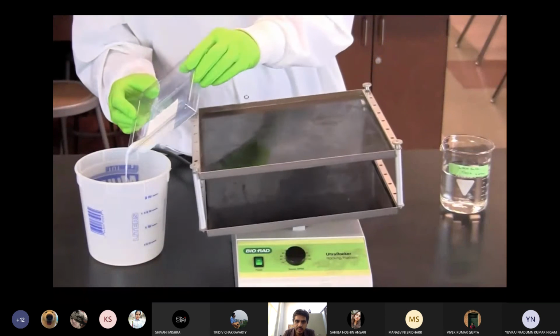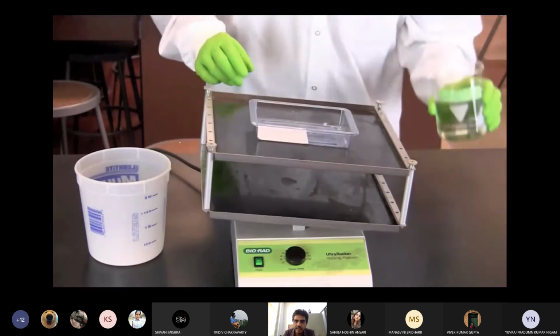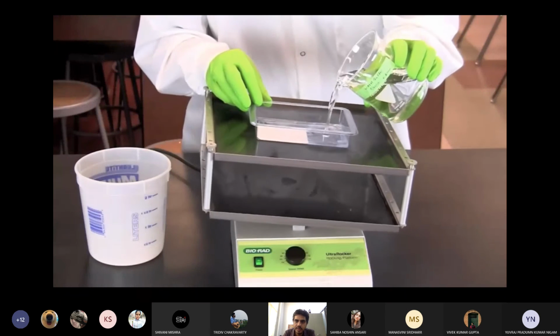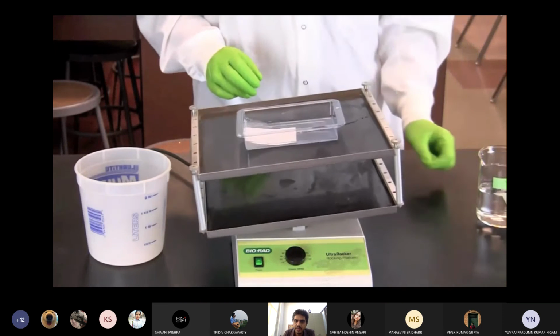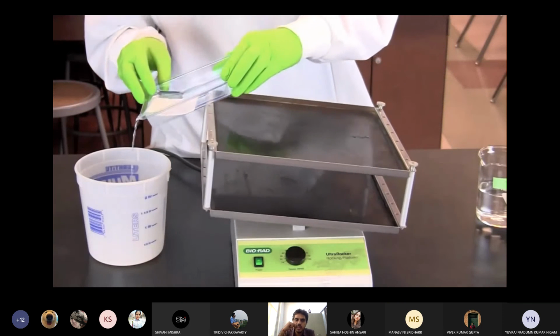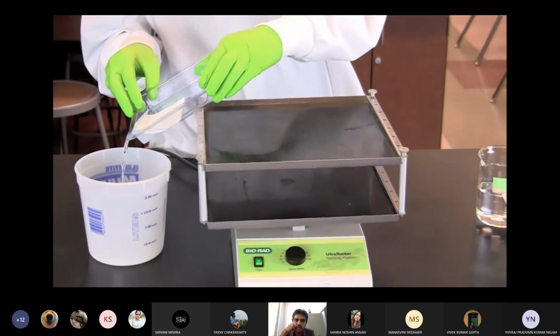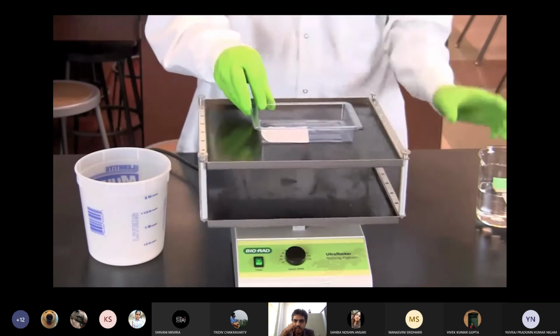Pour off the primary antibody and discard it. Then washing is required, so wherever the primary antibody is there, if any non-specific primary antibody is there, you need to remove it. If you don't remove it, then you may get a non-specific result also. Washing should be 2-3 times.